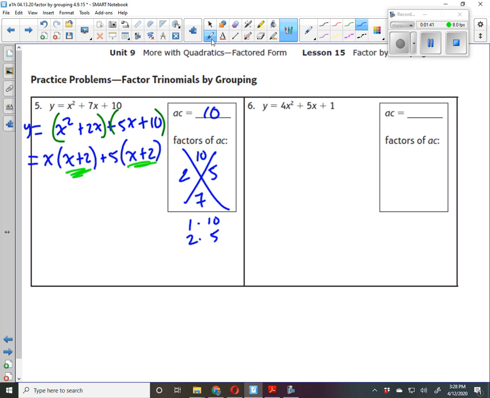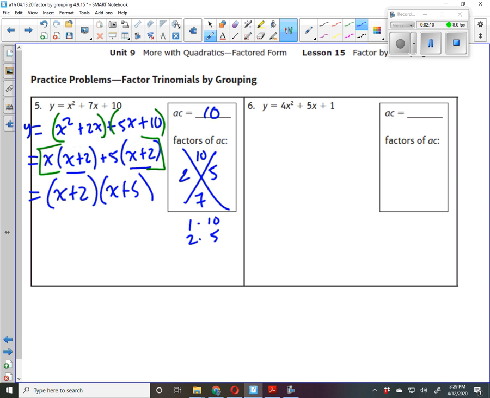Okay? So we're going to now regroup this and factor out the x plus 2's. If you factor those out, in other words, you pull them out, they're not there anymore, what's left? Okay, and what's left is the x plus 5, and you factored by grouping.